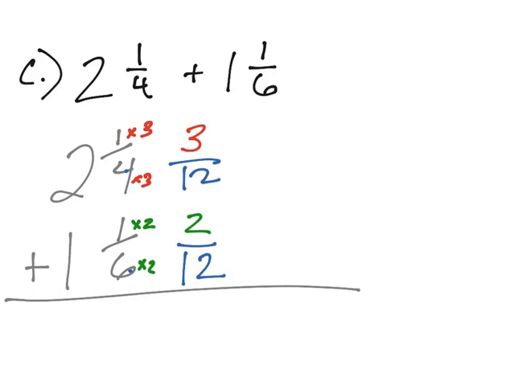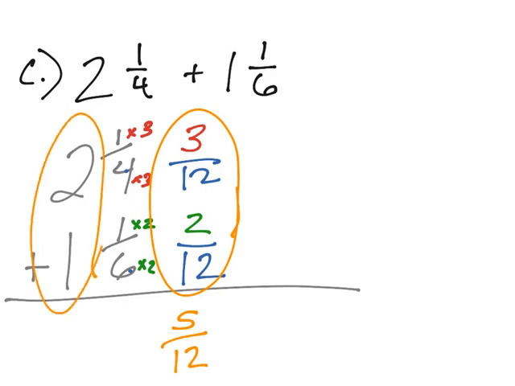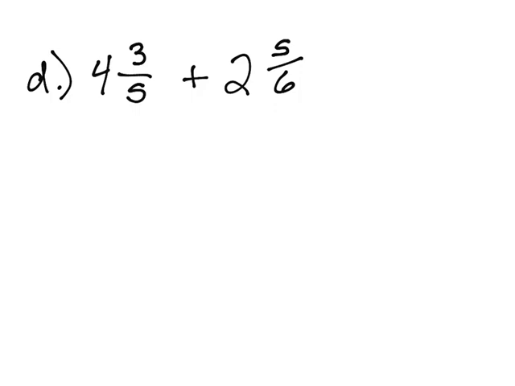So once I have changed my fractions to have common denominators, now I can add them. 3/12 plus 2/12 is 5/12. No reducing needs to be done. And 2 plus 1 is 3. So there's my answer, 3 5/12. Let's do one more just for fun. 4 3/5 plus 2 5/6.